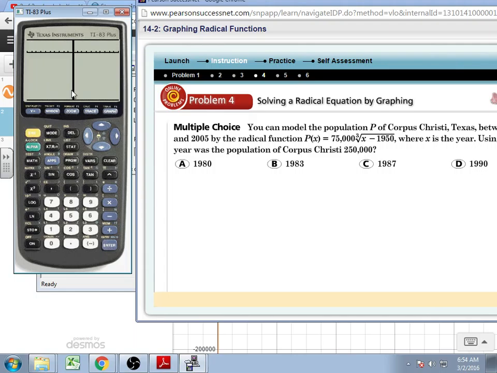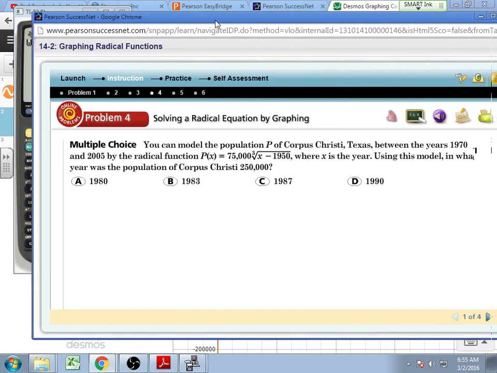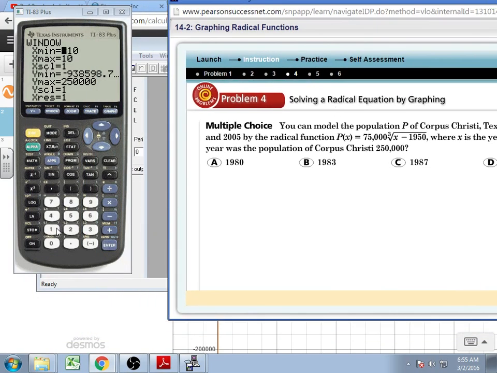So I'm actually going to manually set my window. Thinking about what the y values are, actually thinking about the x values to begin with, my x is going to be my years. If I look at this where x is the years, so if I'm going from 70 to 2005, that's 35 years. I'm really just going to go ahead and make that range 40. So I'm going to make my x start at 0, my x max be 40, make my x range be 4.